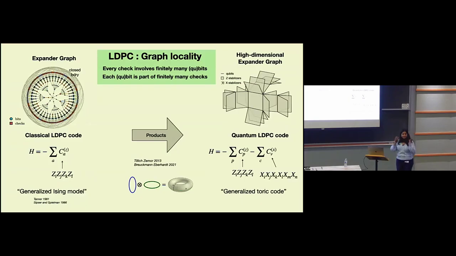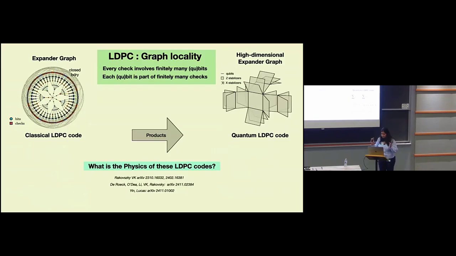But anyway, you can now take this graph and put down some generalized toric code on it, which again has some few-body X and Z interactions that are local on this crazy graph, and all the checks commute with each other. So the underlying question is, what is the physics of these LDPC codes?